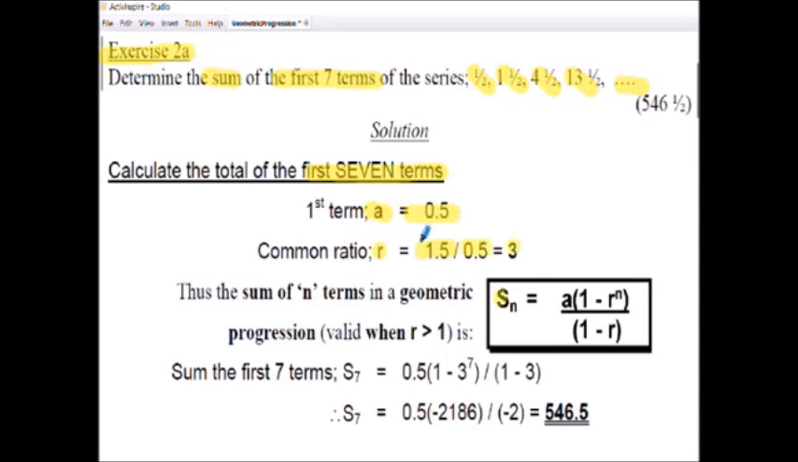I'm going to use the Sn equation to summate the terms. The equation says a times open bracket 1 take away r to the n close bracket divided by 1 minus r. So S7 in this case will be the a, 0.5, multiplied by in brackets the 1 take away the r to the n, so that's 3 to the 7, divided by 1 take away r, which is 1 take away 3. Doing the arithmetic, S7 is equal to 546.5, or the sum of the 7 terms is 546.5.